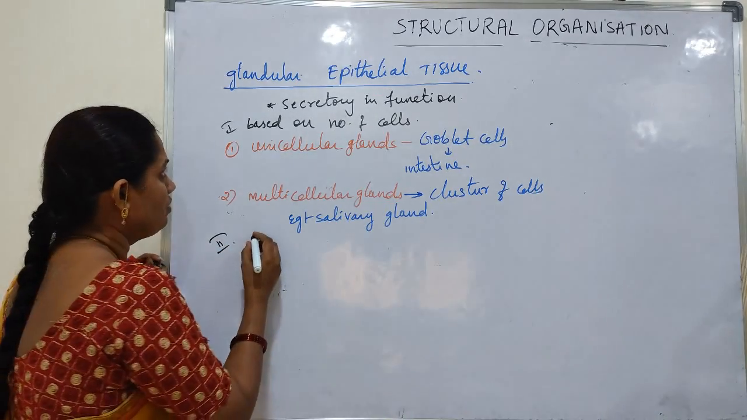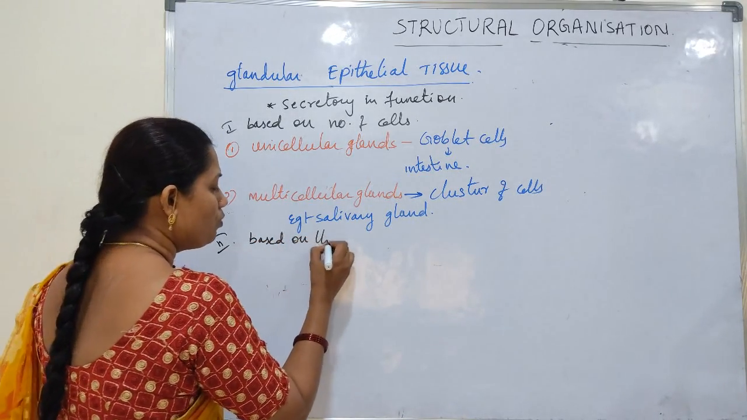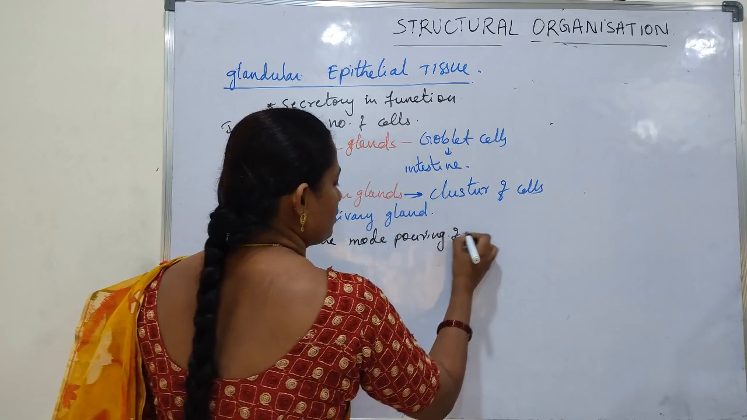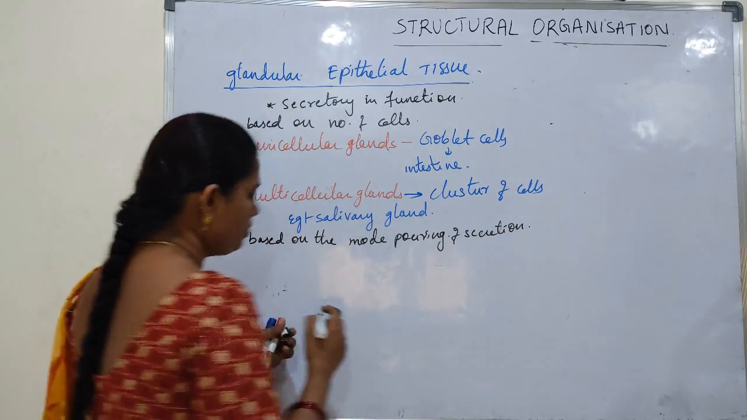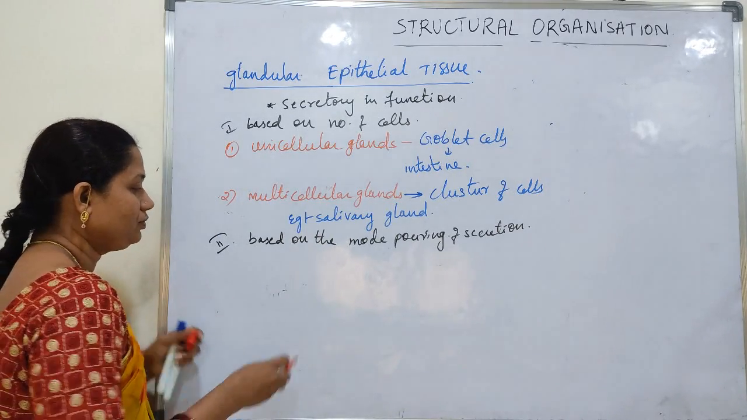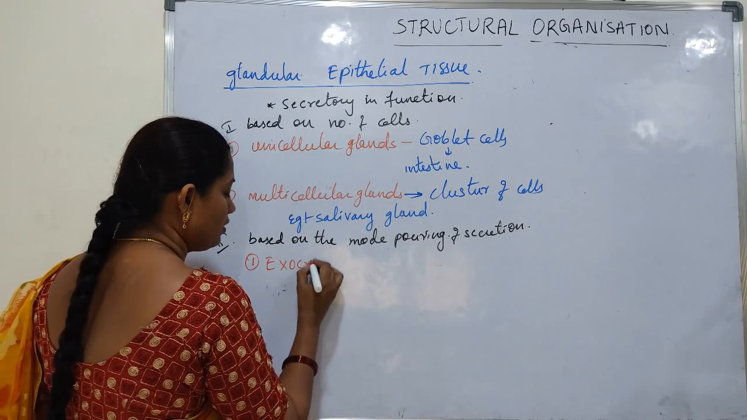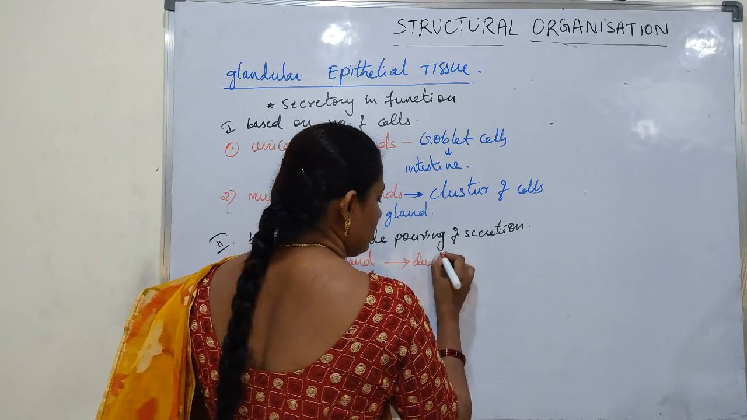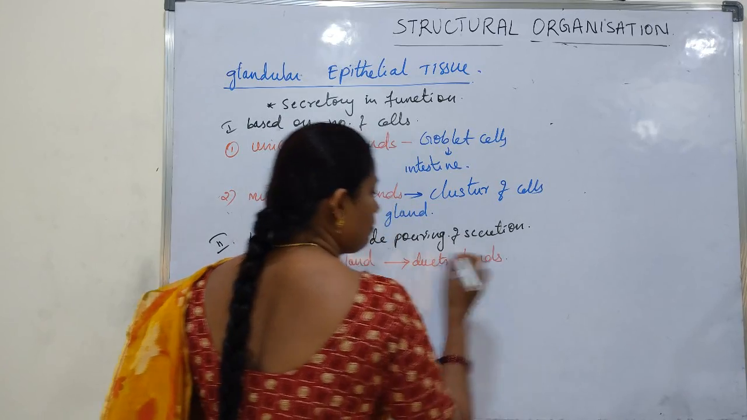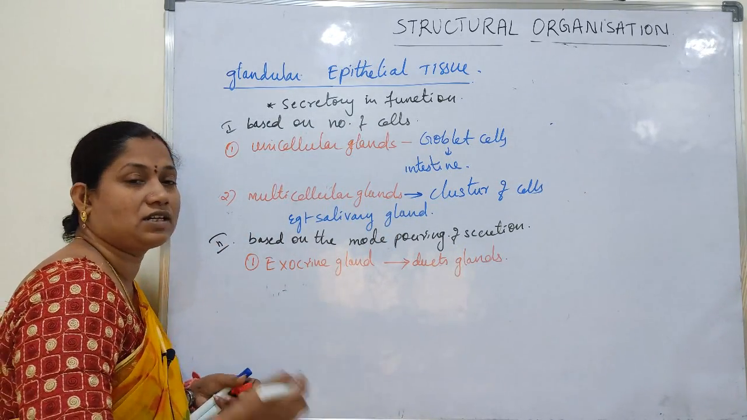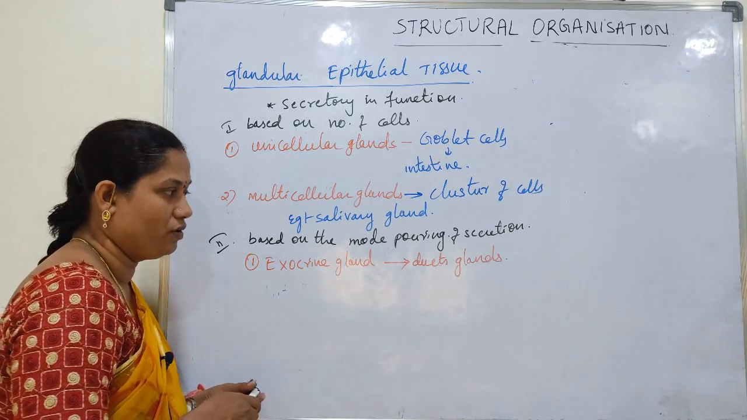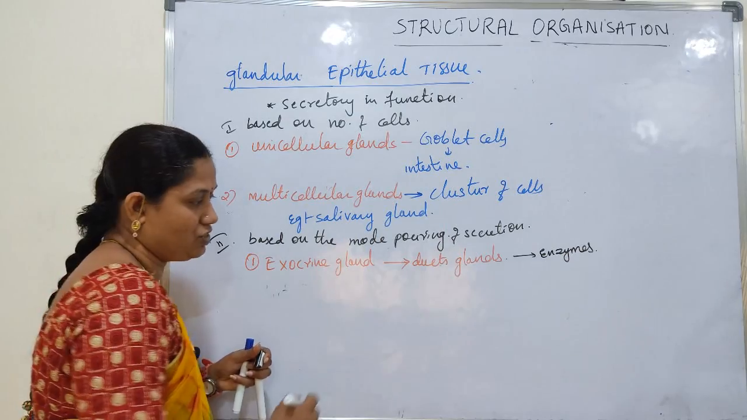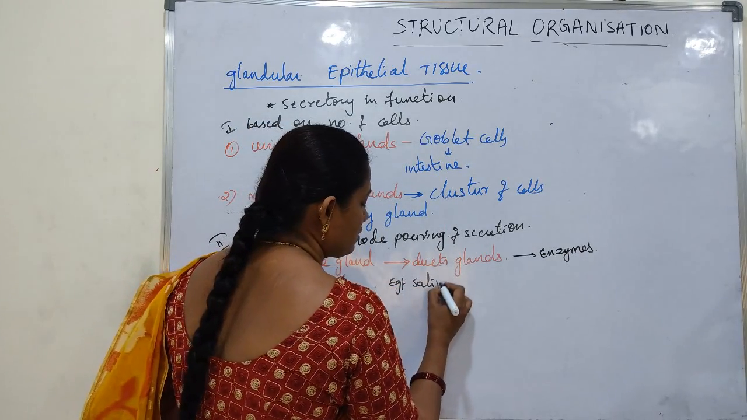One more classification is also there, based on the mode of pouring of secretion. The first one is exocrine glands. Exocrine glands are duct glands, which means they are provided with ducts. With the help of ducts, they secrete the secretion into their target organs. Their secretions are generally called enzymes. For example, salivary glands.